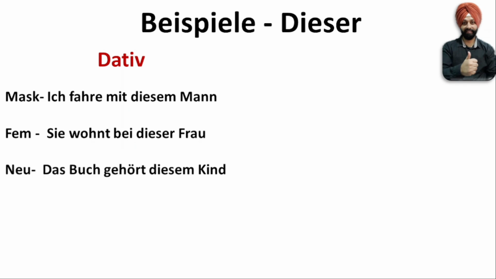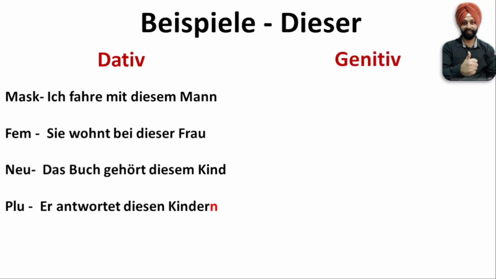Neutrum: Das Buch gehört diesem Kind. Here I have used a pure dative verb, gehören. And in plural: Ihr antwortet diesen Kindern. So in Kindern I have used an extra n because I explained to you earlier that in plural case we have to use an extra n after the noun. So these are examples in all the genders: masculine, feminine, neutral and plural.